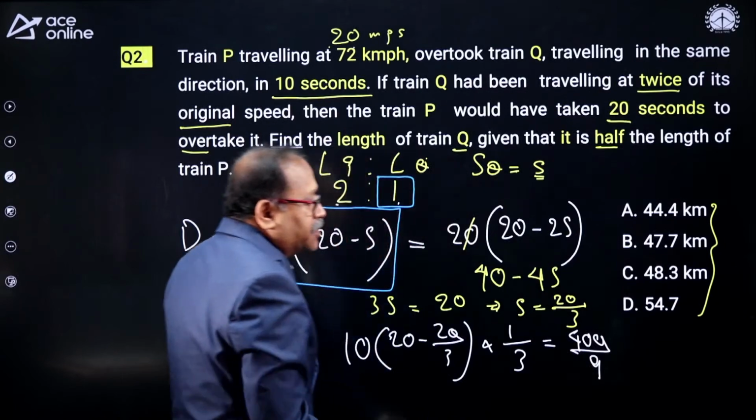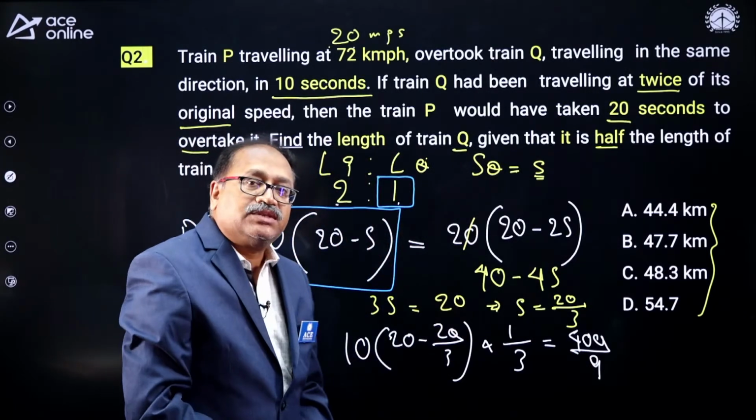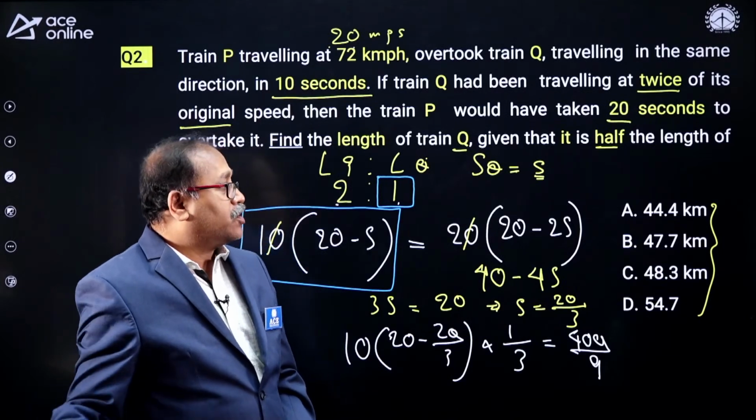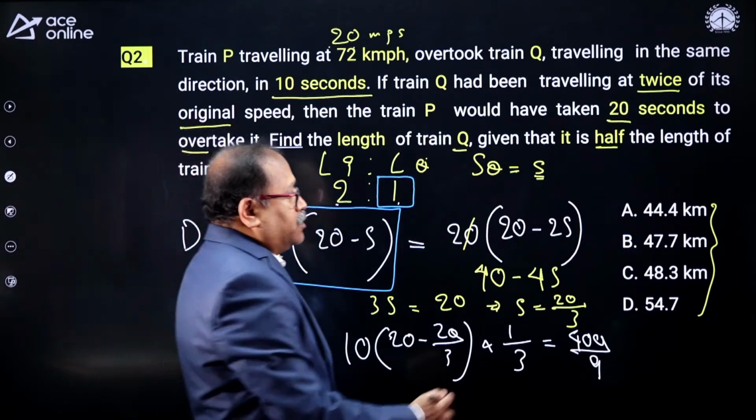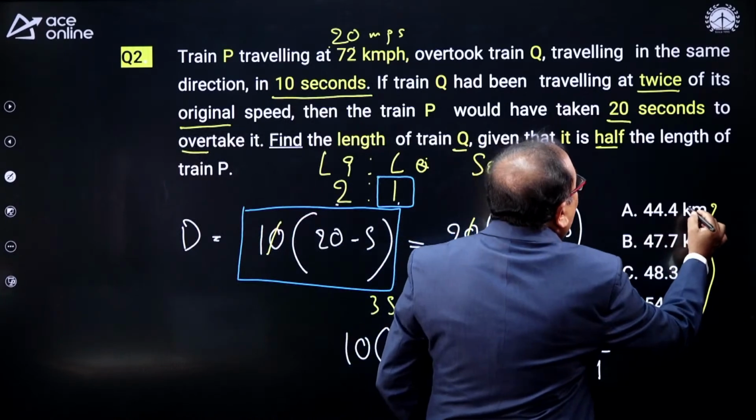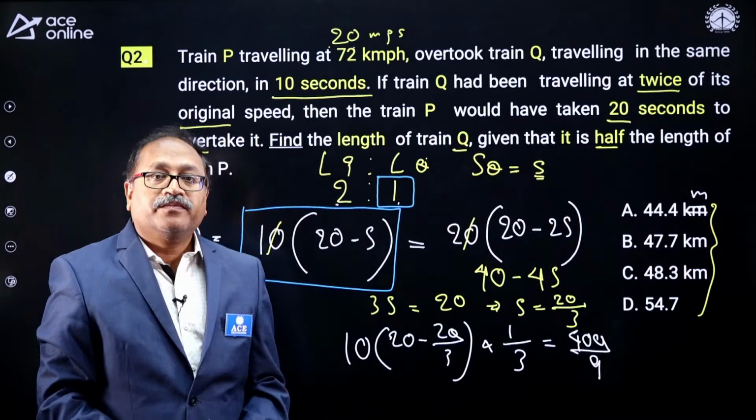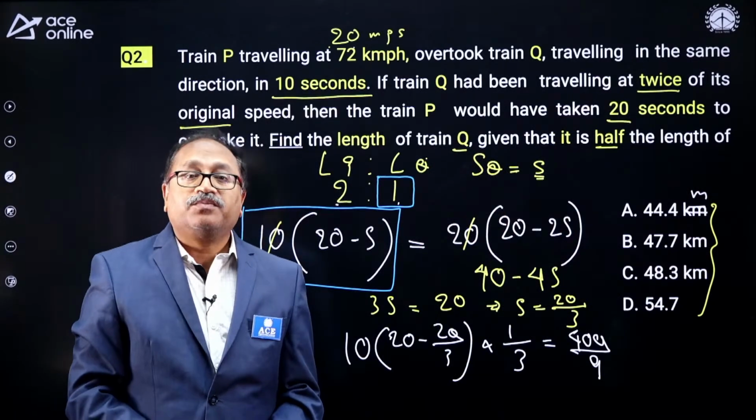9 4s are 36, and again 9 4s are 36, that means 44.4. Do we have any option? 44.4? Okay. That is, 44.4 meters is the length of the train. My answer should be option A.